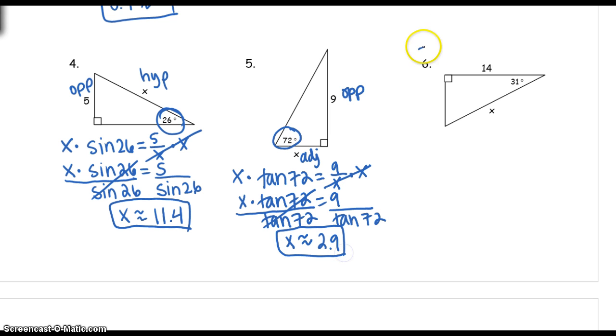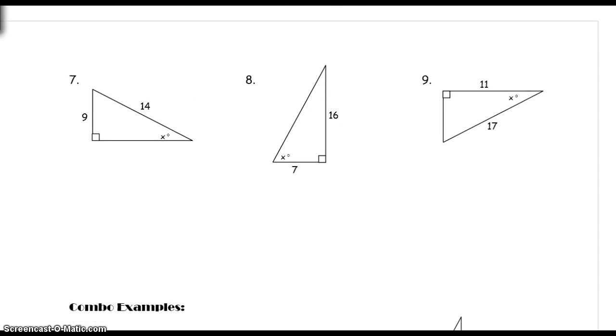There we go. I'm going to ask that you do number 6 and bring number 6 with you to class. It's very much like number 4 and 5. So you could pause it now and do the problems, or you could wait to the end and go back and do them. I'm going to keep going though. Let's look at 7, 8, and 9.